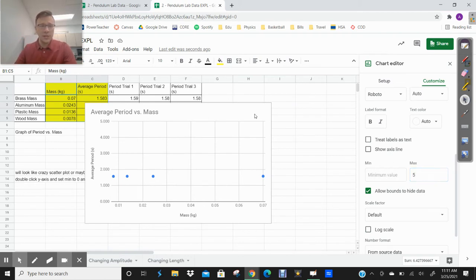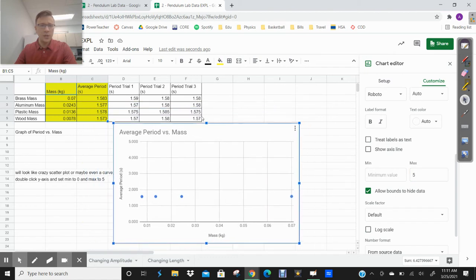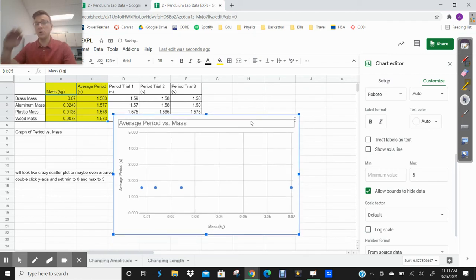Like if you look at my data here, it's 1.58, 1.57, 1.57, 1.57. So maybe if one of them was 1.59, and this graph was really zoomed in, it might actually look like it's changing on the graph. But if you zoom out, it's really not, because it's not actually that different. So I just want you to zoom out and create that.